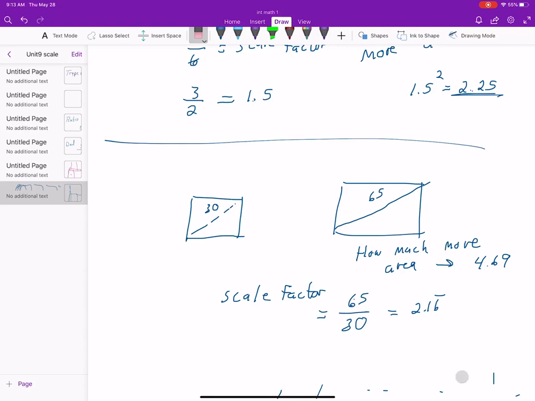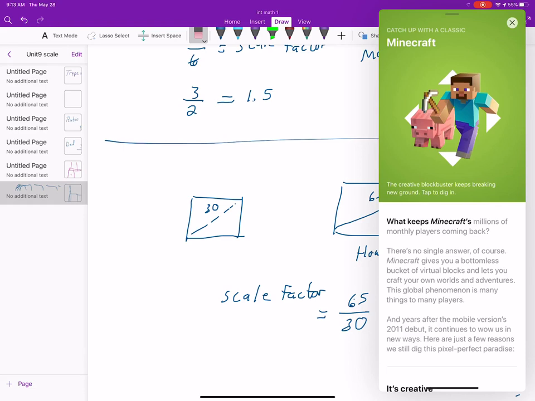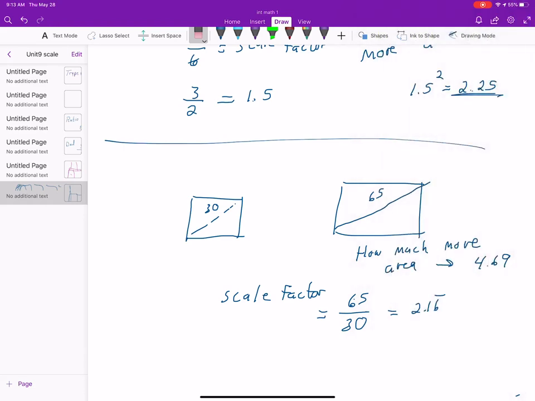Excuse me. Okay. So that's how scale factor and area and perimeter all work. It's always on the square.